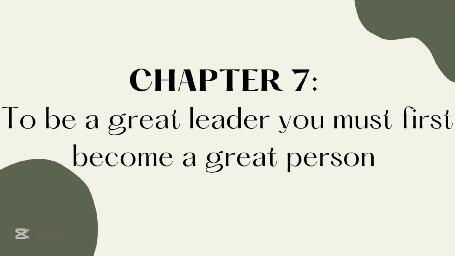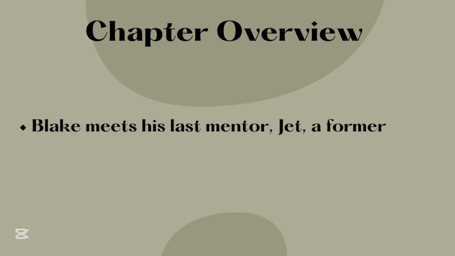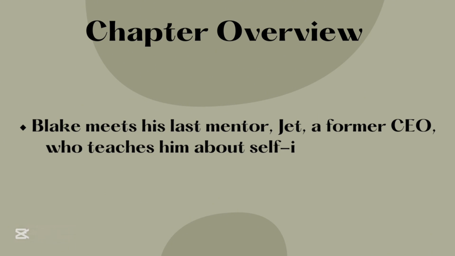Chapter 7. To be a great leader, you must first become a great person. Blake meets his last mentor, Jet, a former CEO, who teaches him about self-improvement. The main idea of this chapter is that leadership starts with self-improvement. If you want to inspire others, first work on yourself.